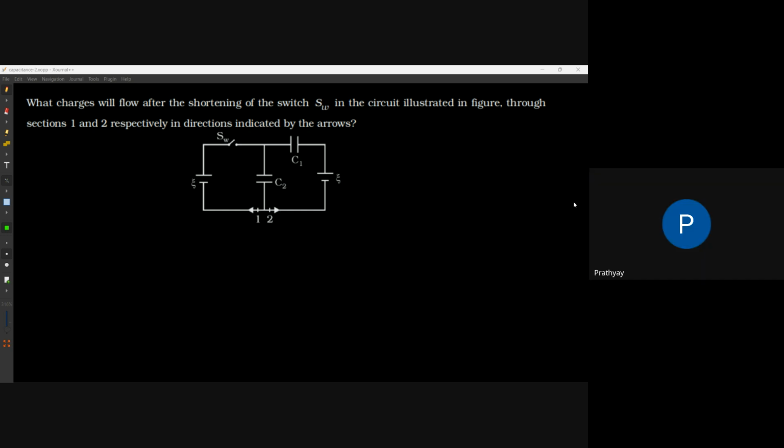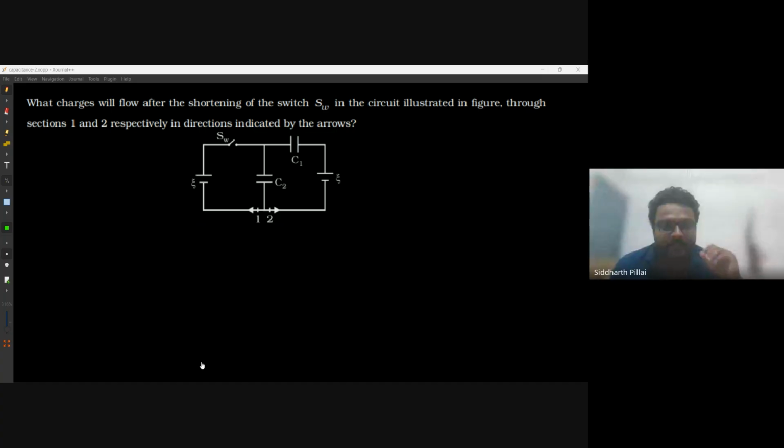So shortening means they close the switch, right? Okay, so SW is just closing the switch here. That's all. That's what shortening the switch means.